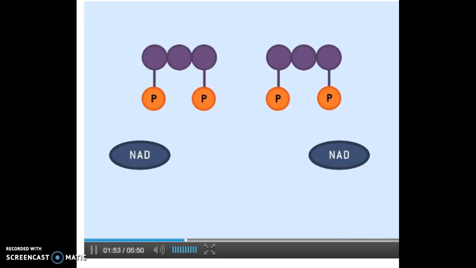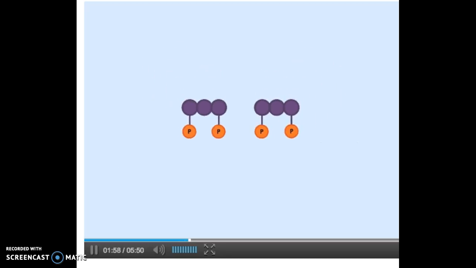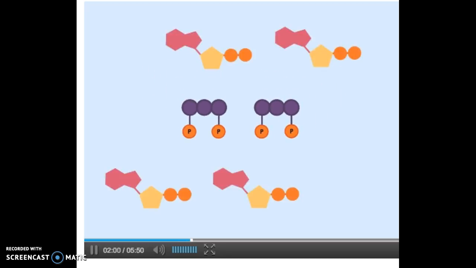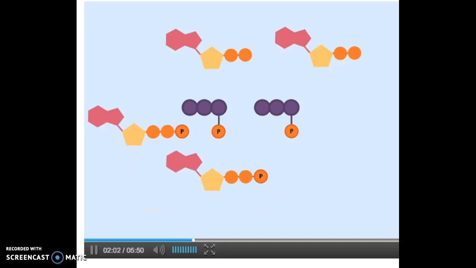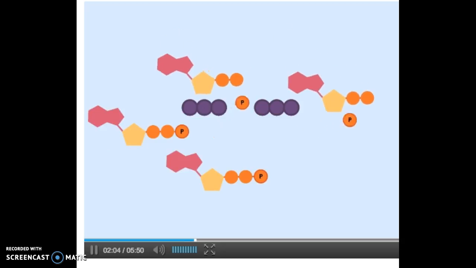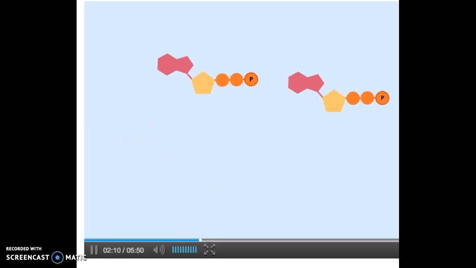Hydrogen is transferred to NAD to form reduced NAD. The molecules are converted into pyruvate in enzyme-controlled reactions, generating two molecules of ATP each. 4 molecules of ATP are produced, but 2 are used, meaning there is a net increase of 2 ATPs.